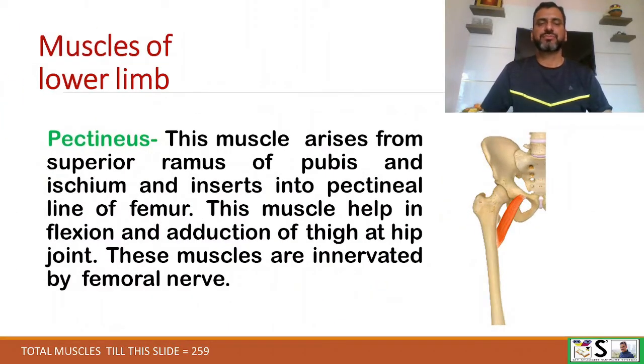Pectineus. This muscle arises from superior ramus of pubis and ischium and inserts into pectineal line of femur. This muscle helps in flexion and adduction of thigh at hip joint, and these muscles are innervated by femoral nerve.